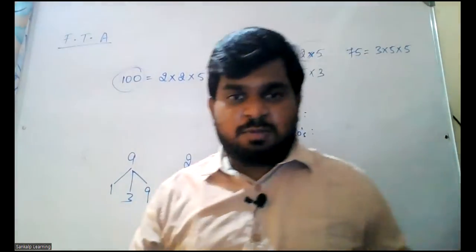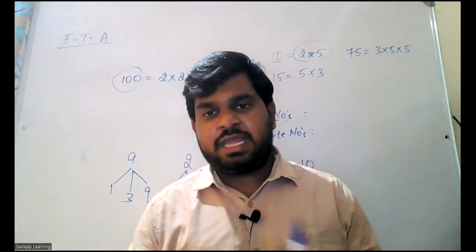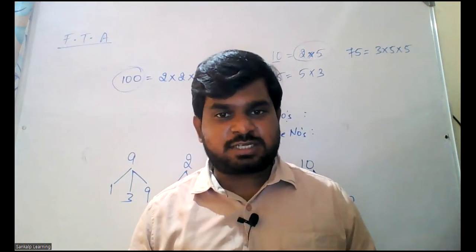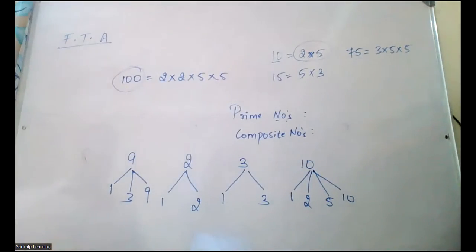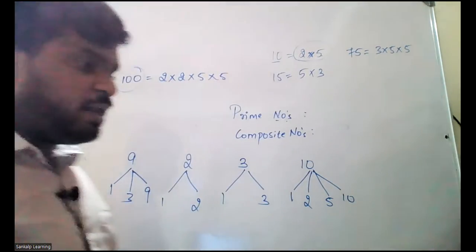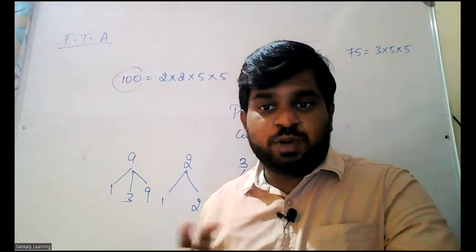So what is the fundamental theorem of arithmetic? Every composite number, you take any composite number, can be expressed as a product of primes. This is the fundamental theorem of arithmetic, and this representation is unique.